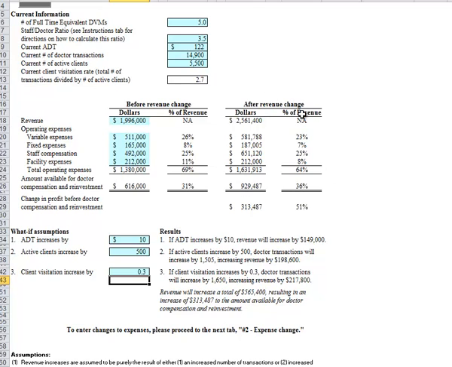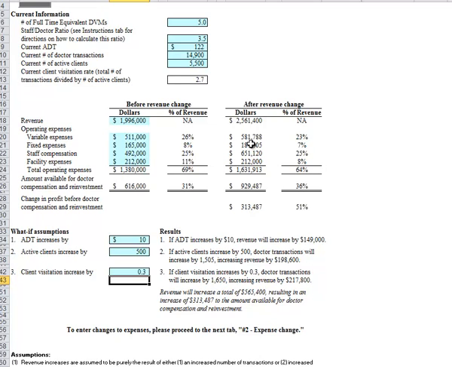So if we go to this section of the worksheet, after the revenue changes, you can see that the revenue went from almost $2 million up to $2.5 million. The variable expenses are the items that change in direct proportion to the number of patients you see. So we increased the number of patients by increasing the number of active clients, and we increased the patient visits. So both of those things would have an impact on the variable expenses. They would go up, but not at the same rate as before.